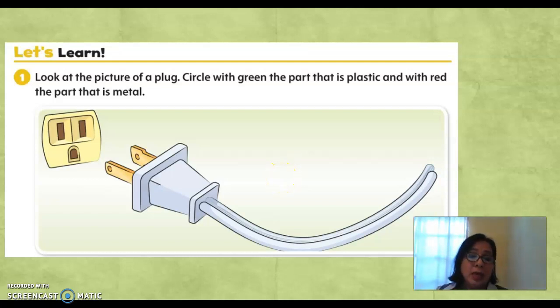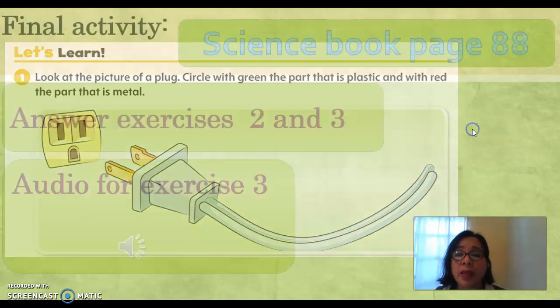And you can see this is a socket, okay? This is a socket. So be careful when you put the plug in the socket, okay?